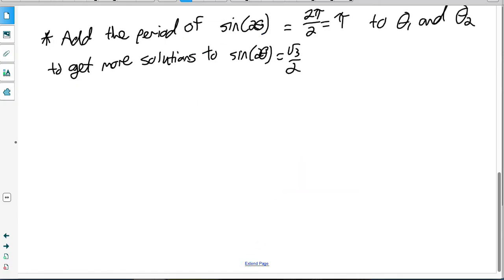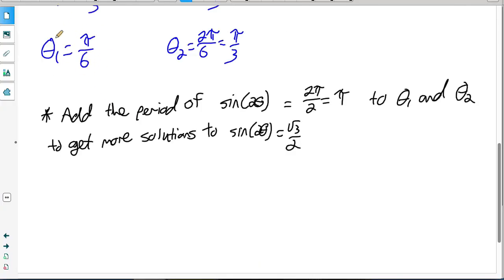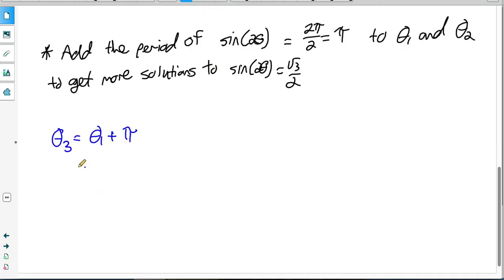So I can take this answer and add the period pi to it and get another answer. I'll call it theta 3. I can calculate that by taking my theta 1 answer and adding the period. Add pi. So pi over 6 plus pi, and think of pi as 6 pi over 6 so that you can think of it with a common denominator. So I have pi over 6 plus 6 pi over 6, that is 7 pi over 6.